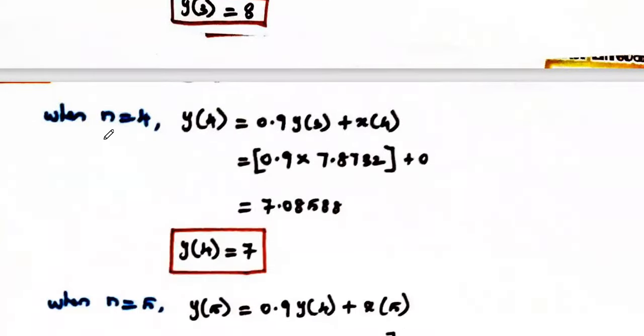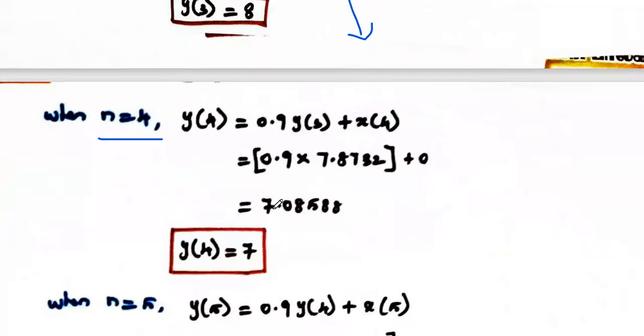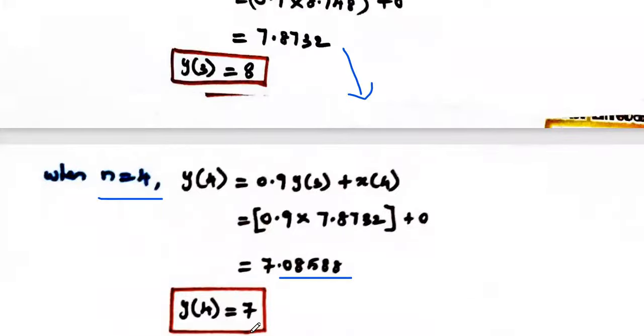Similarly, we have to perform it for n equal to 4. So at time n equal to 4, y of 4 is 0.9 into y of 3 plus x of 4. Similarly, the y of 3 value, you just substitute. Then you can get the answer 7.08588. If you perform rounding, it can be written as 7, since this fraction part is less than 0.5. So y of 4 value is 7. So again the output is reduced from 8 to 7.